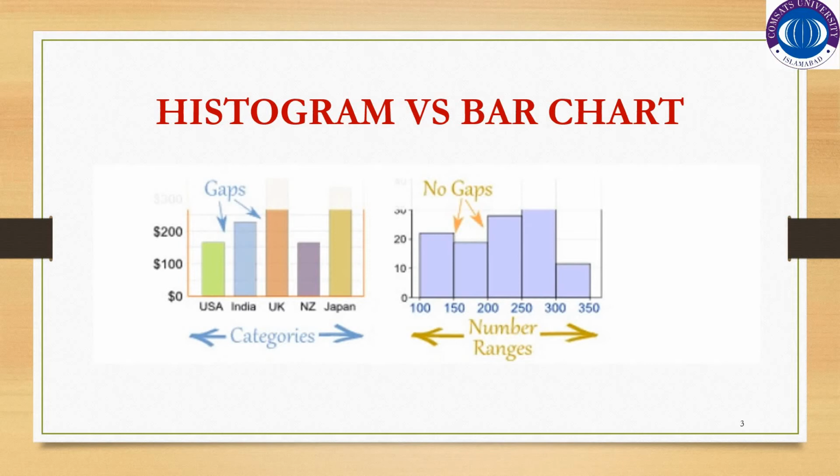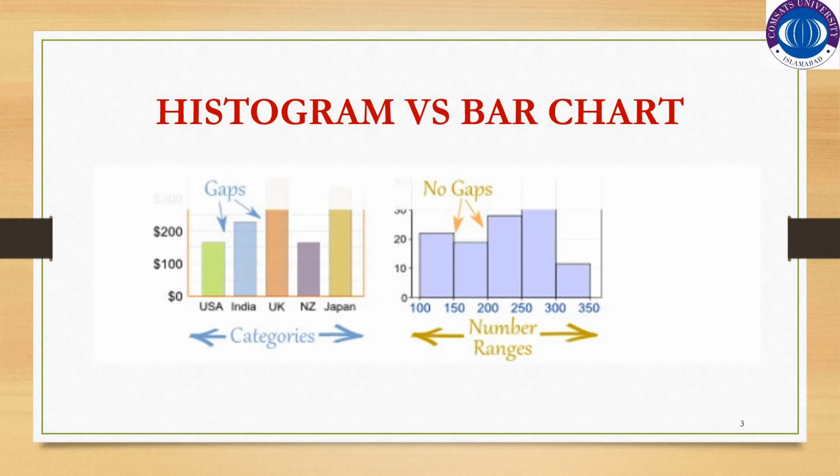In both charts we have rectangular bars, in which the bar width represents the class width, and the bar height represents the frequency of the corresponding class. The only difference between the two charts is there is no gap between two bars in a histogram, and there is a gap between two bars when we have a bar chart.